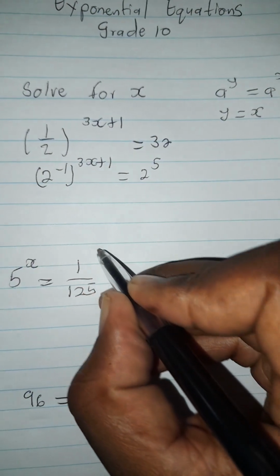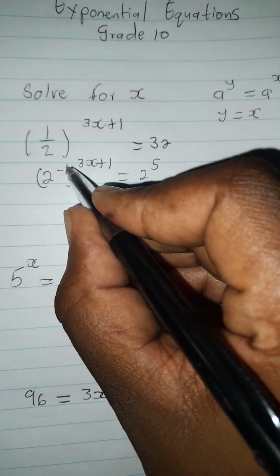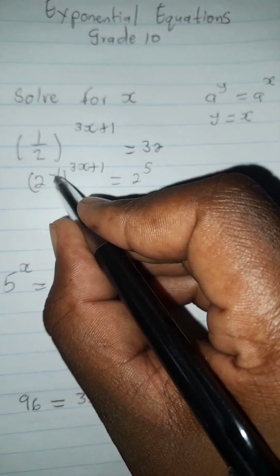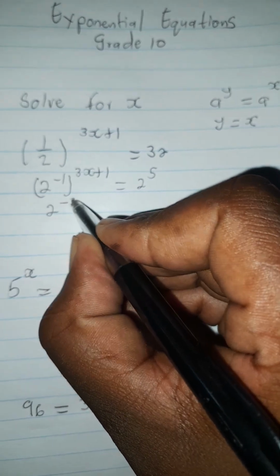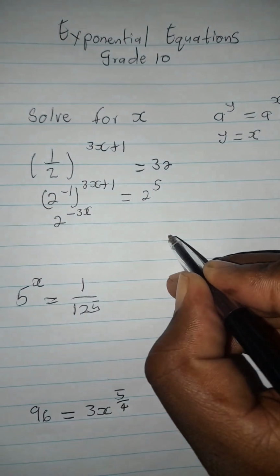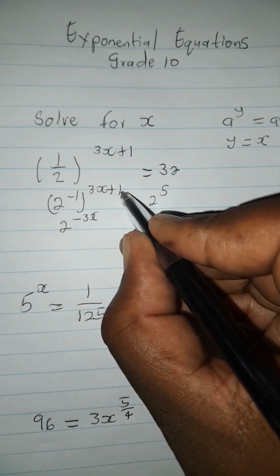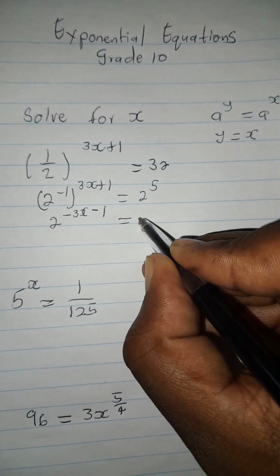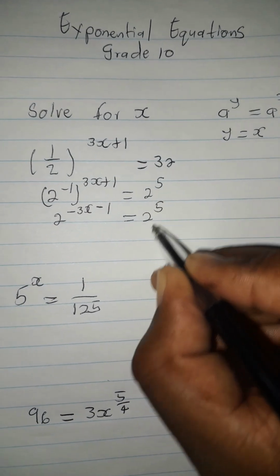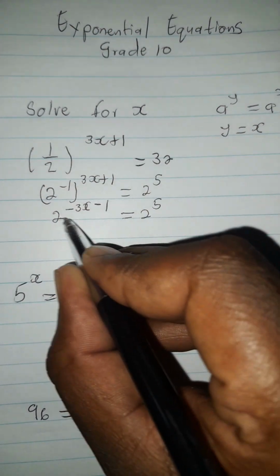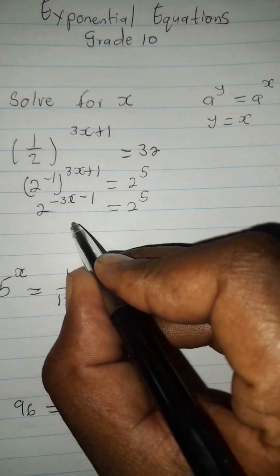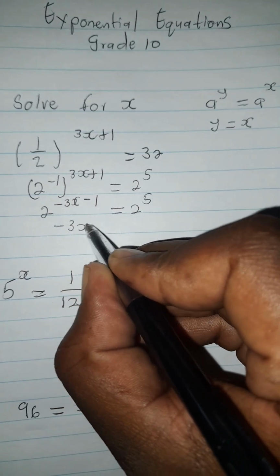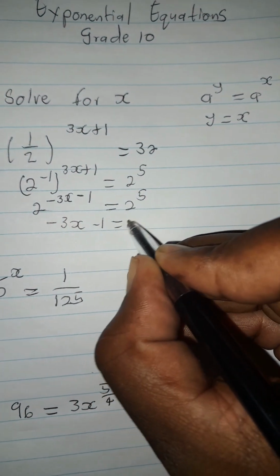So let's work it out using the laws of exponents. Negative 1 will multiply everything, will multiply 3x plus 1, right? Negative 1 multiplied by 3x is negative 3x. Negative 1 multiplied by 1 will be minus 1, equated to 2 to the power of 5. So notice the bases are the same now. We follow this principle. What did I say? We drop the exponent. So this will be negative 3x minus 1 equated to 5.